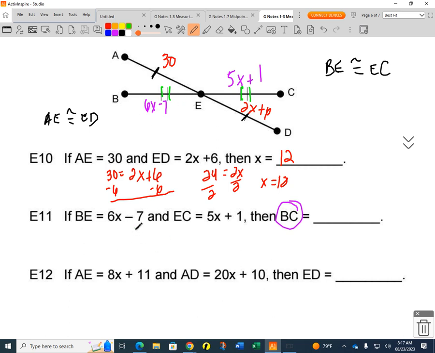All right, so we're going to set 6x minus 7 equal to 5x plus 1. We know that BE is congruent to EC. And now we're going to solve that equation. Get the variables on the same side.